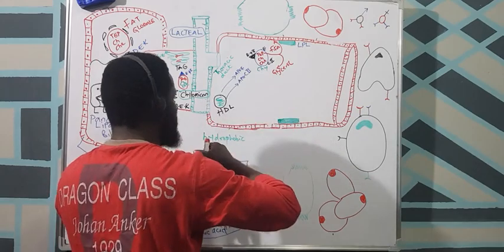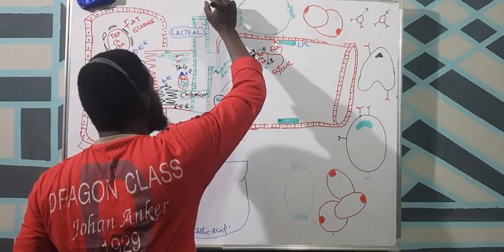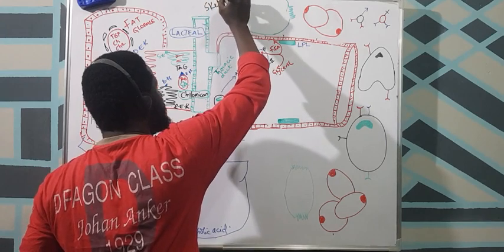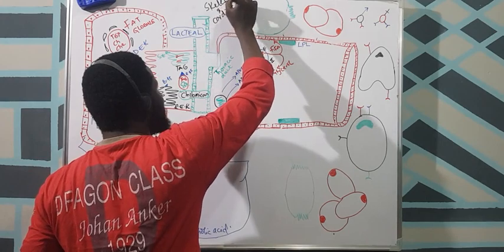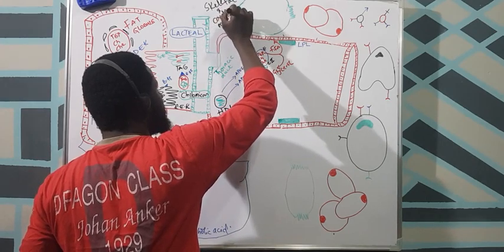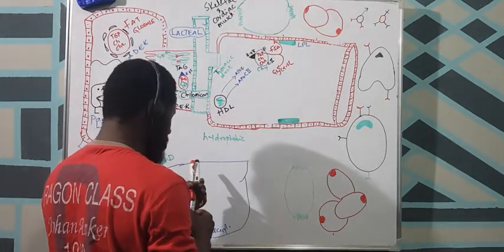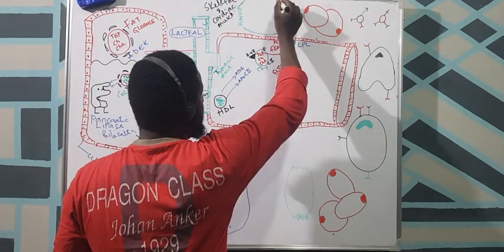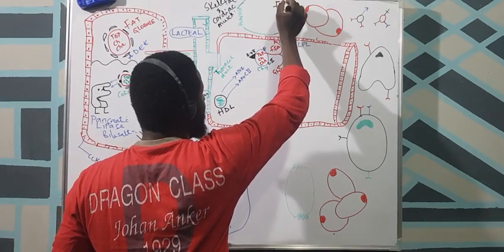The first one is our muscle, in this case the skeletal muscle and the cardiac muscle. The skeletal and the cardiac muscle. Once the free fatty acid comes into the muscle, so we have our free fatty acid in the muscle, FFA.